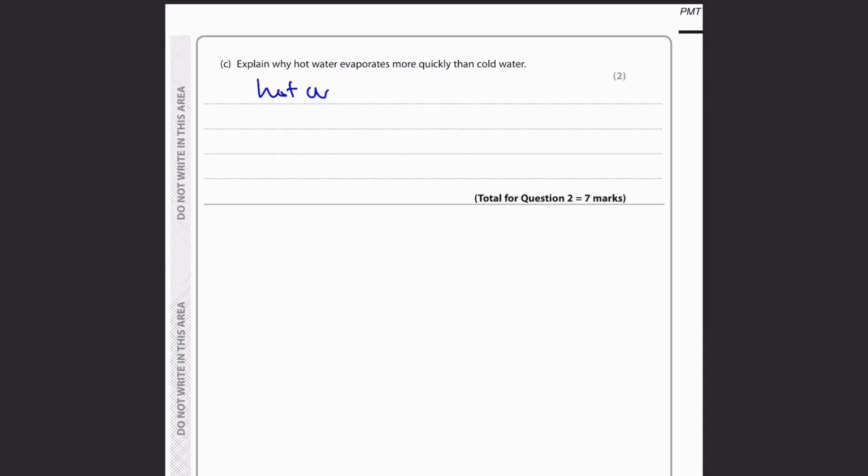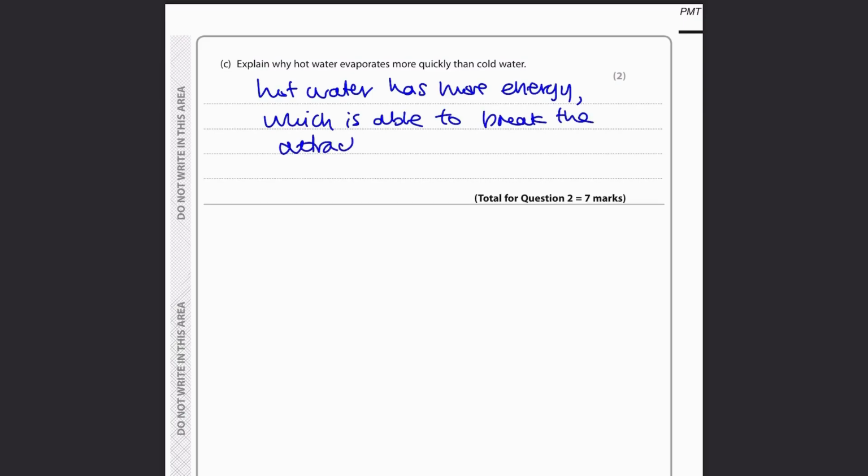Hot water has more energy, which is able to break the attractive forces holding. Don't use vague words like them or it. Holding what? Give me the actual noun. Holding the water molecules together.